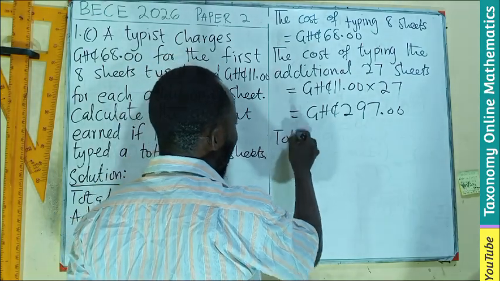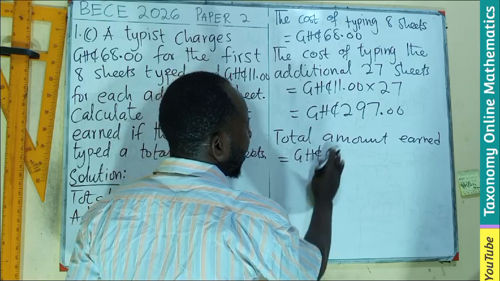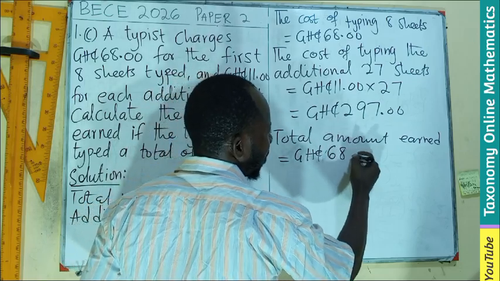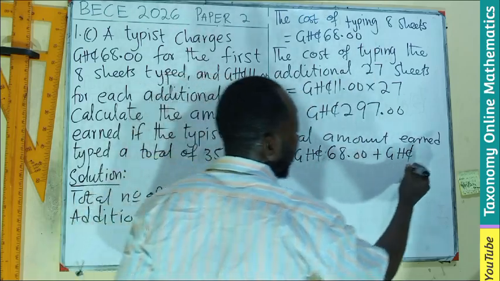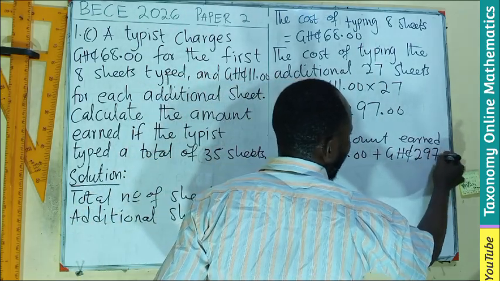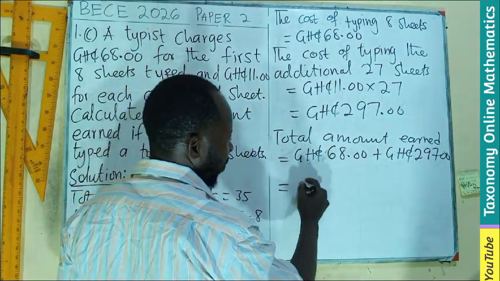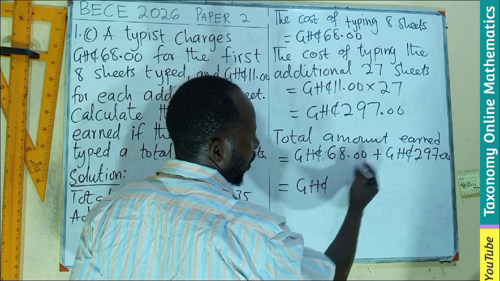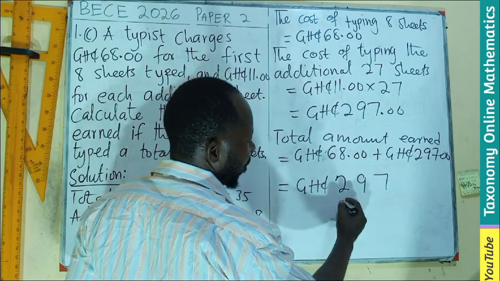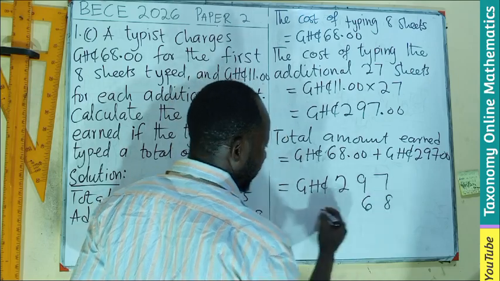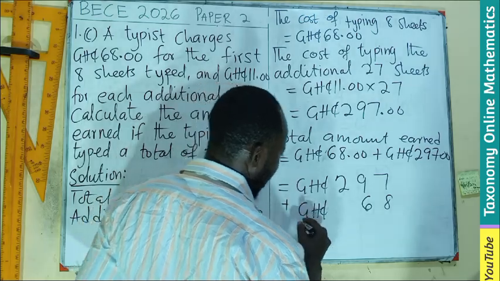So the total amount earned is going to be what he got from typing the 8 sheets plus what he got in typing the 27 of them. That will be 297 Ghana cedis. I think here I will arrange. So let's begin with the bigger one, 297. Then we have 68, still with the Ghana cedis. We'll put the plus here.